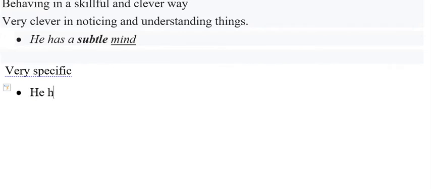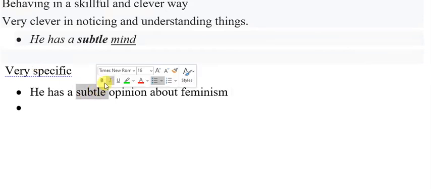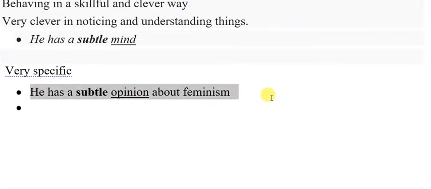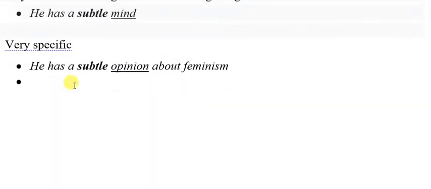Okay. So let's consider the example, because very specific means which is not easy to understand, okay. He has a subtle opinion about feminism, okay. So very clear, not very small, opinion means he has a very clear opinion, to the point, because the Hindi meaning is sukshma, it means to the point, that person has very little confusion about any topic, okay.